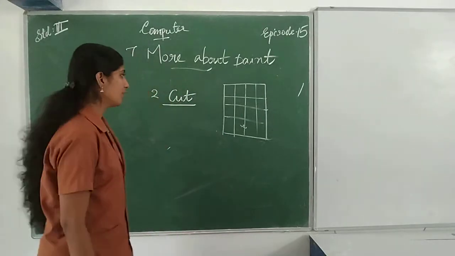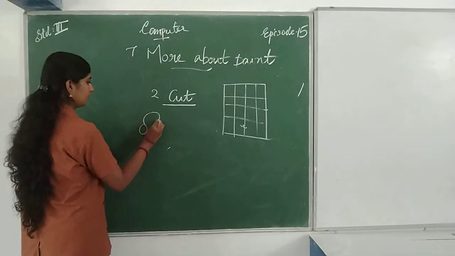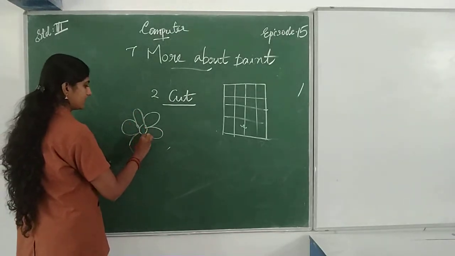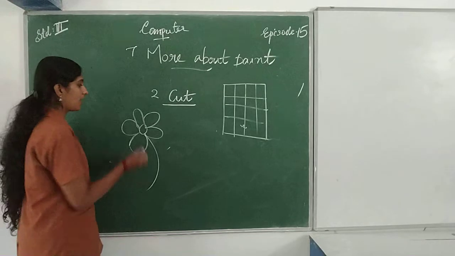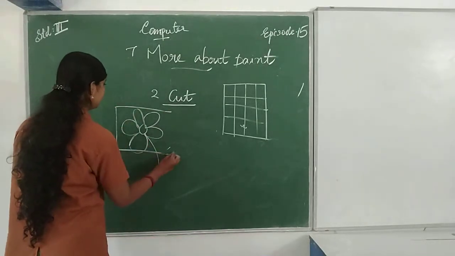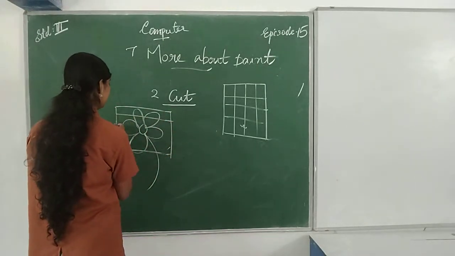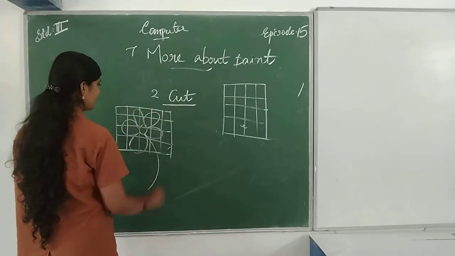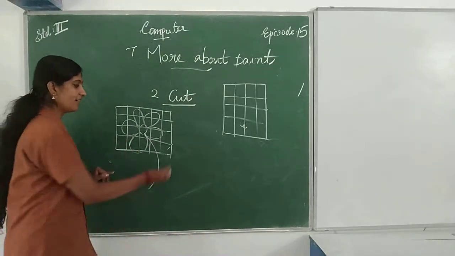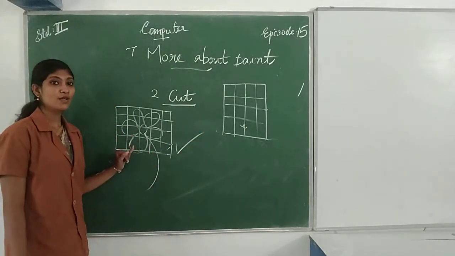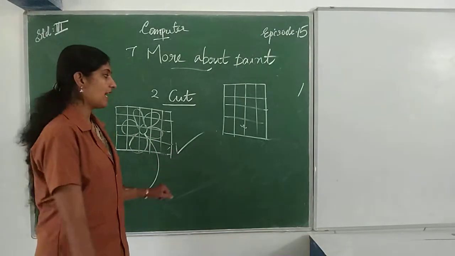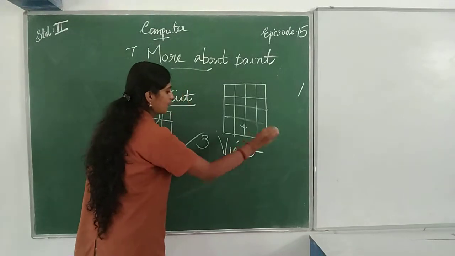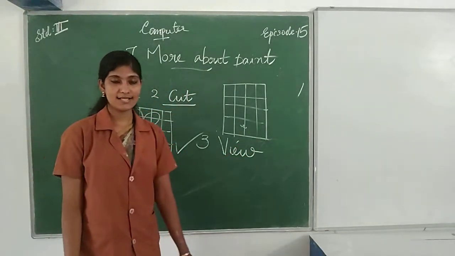This is grid. For example, let's say this is the picture. If you want to apply a grid line, which tab can you use? Which tab is the third one? View tab. So the answer is view tab.